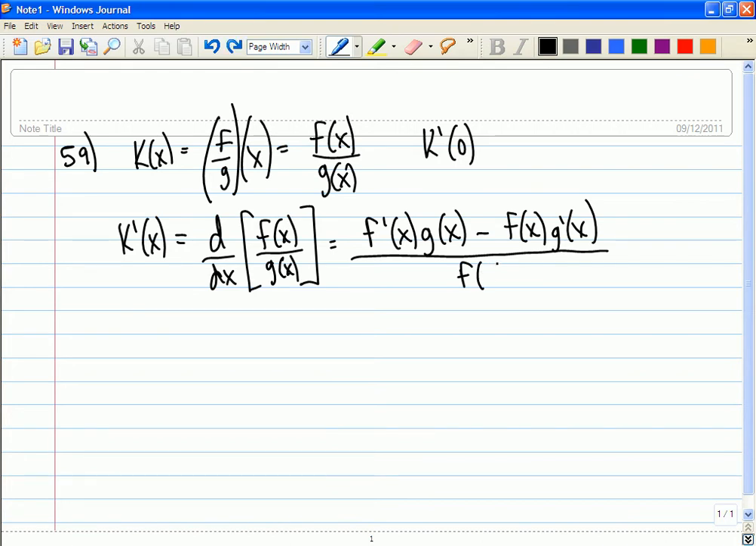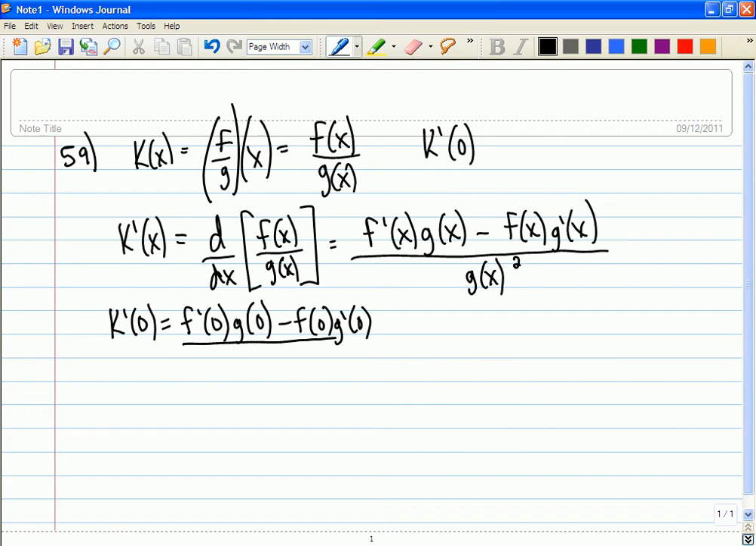Okay, so all I did was apply the quotient rule. And now I have to look up those values at 0. K prime of 0 is going to be f prime of 0 times g of 0, minus f of 0 times g prime of 0, all divided by g of 0 squared.